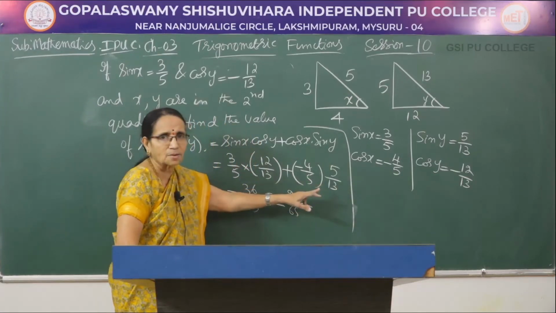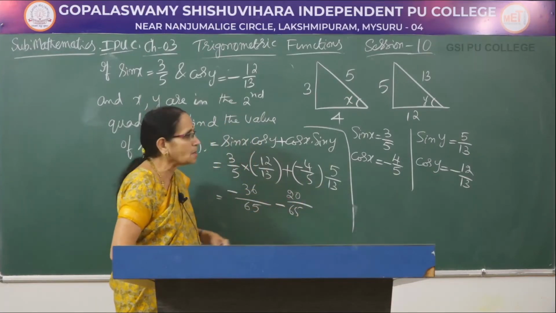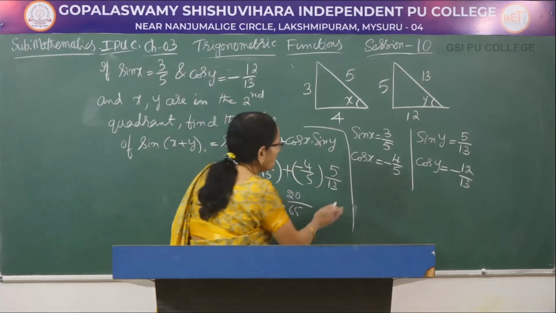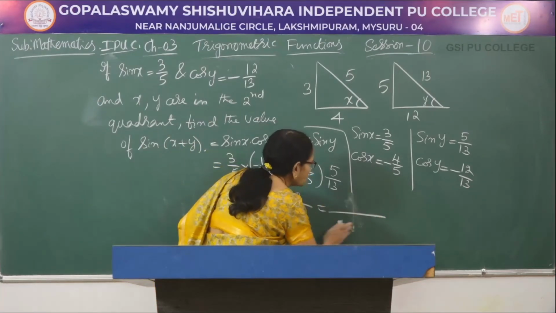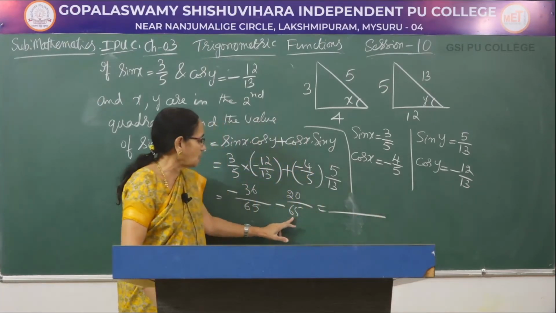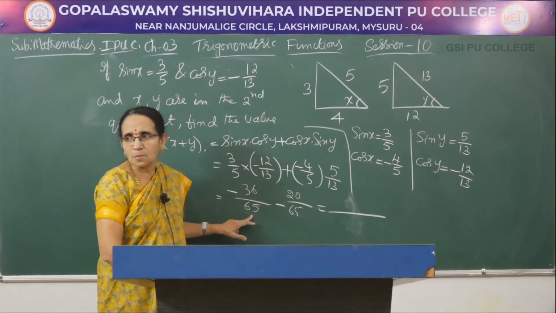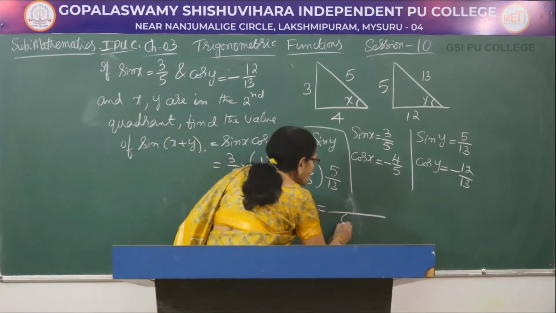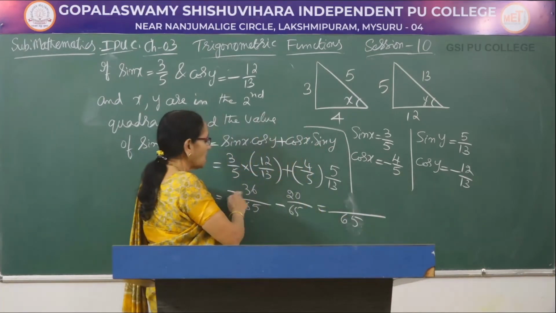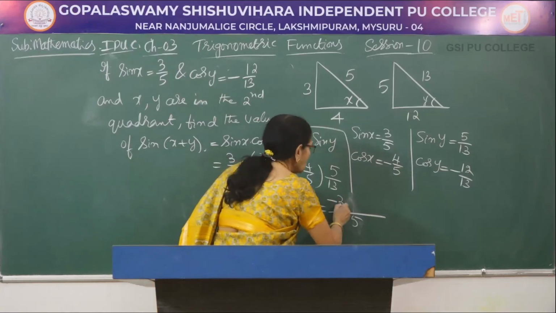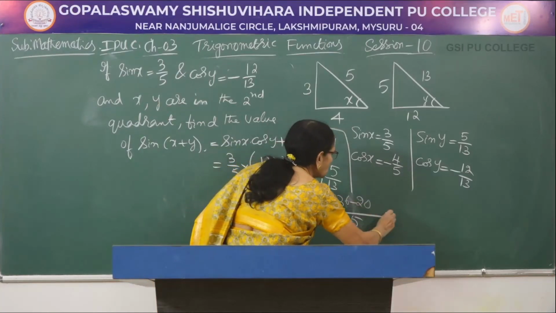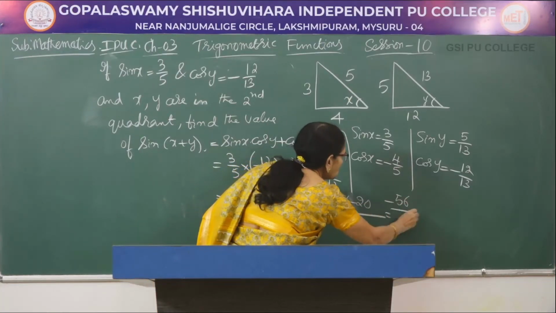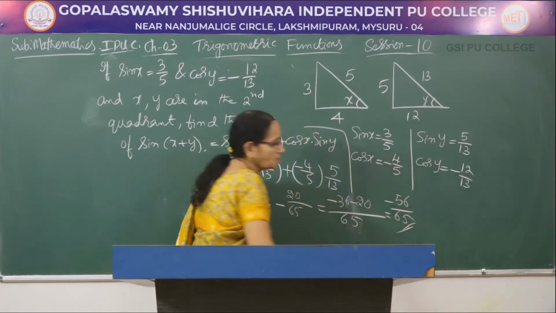Of course, 5 can be cancelled. I am not cancelling, keeping it as it is. Now, let me take the LCM. Why I am keeping that as it is means the common denominator becomes the LCM. So, what is the LCM here? 65, and both of them are negative, minus 36 minus 20, that is minus 56 over 65.